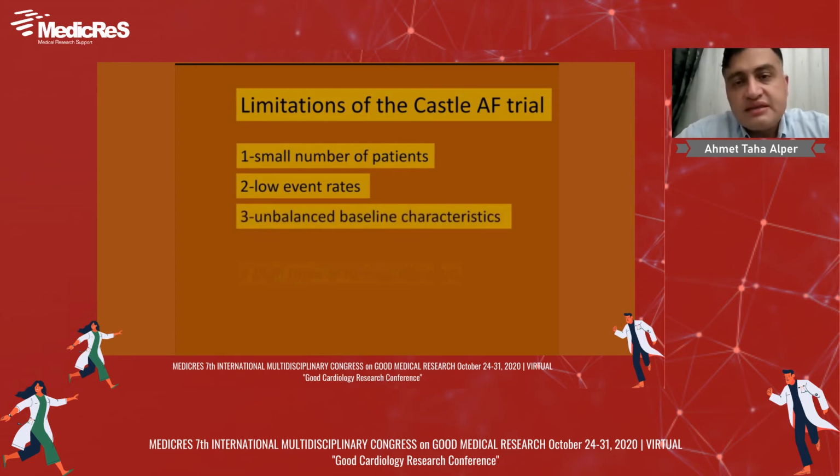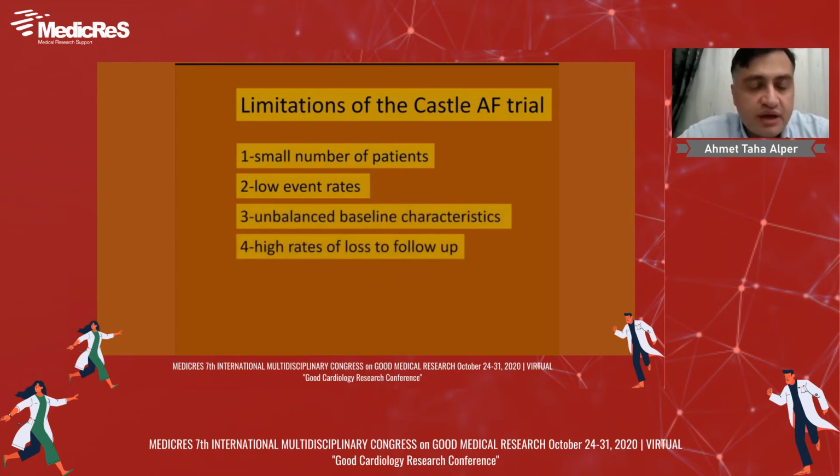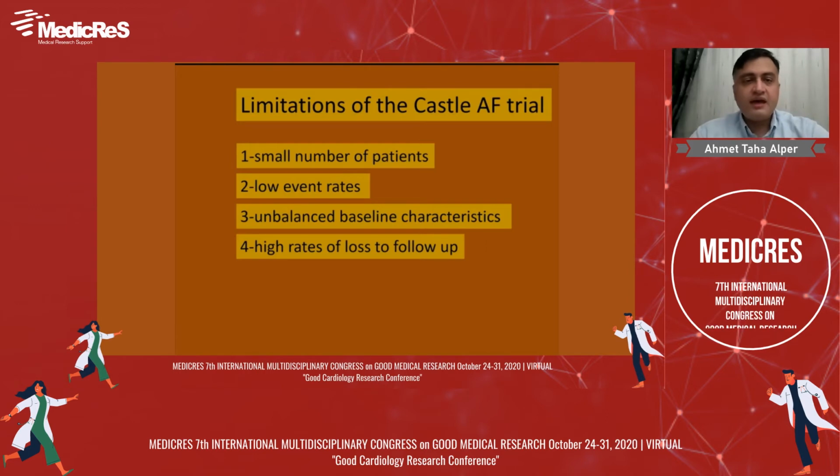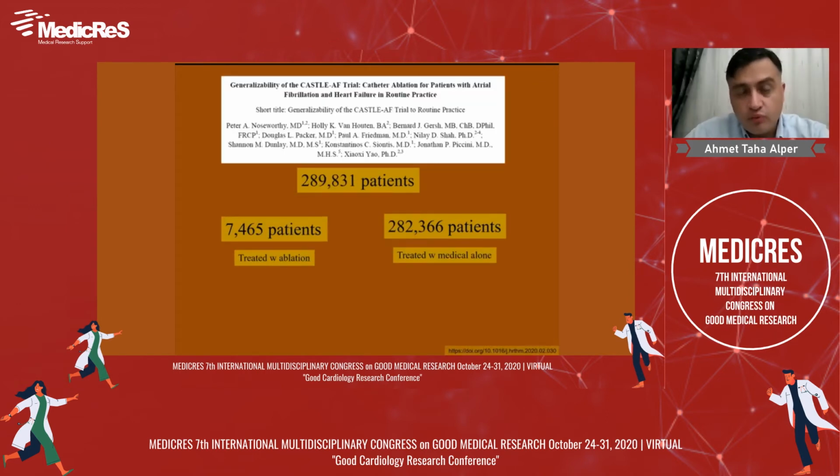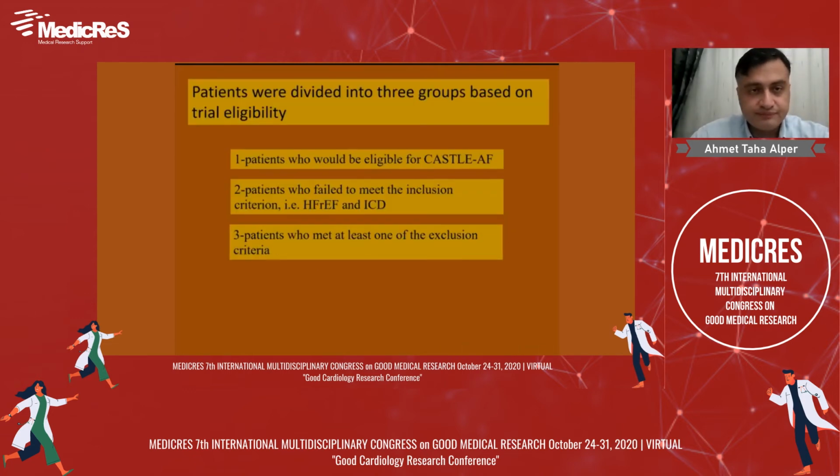Many authors criticized the CASTLE-AF trial due to the small number of patients, low event rates, unbalanced baseline characteristics, and high rates of loss to follow-up. And recently, a retrospective observational trial has tested the generalizability, the external validity of the CASTLE-AF trial. They included nearly 300,000 patients, 7,465 patients treated with ablation, and the rest of them treated with medical therapy.